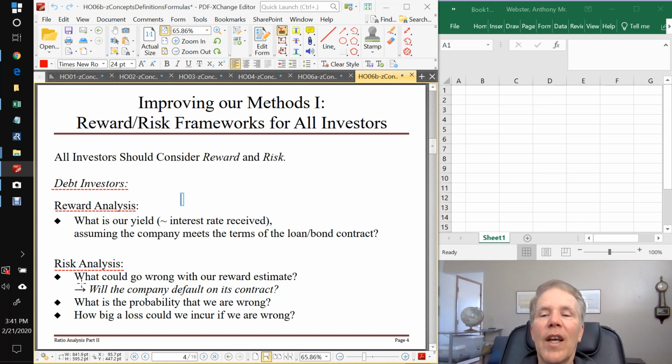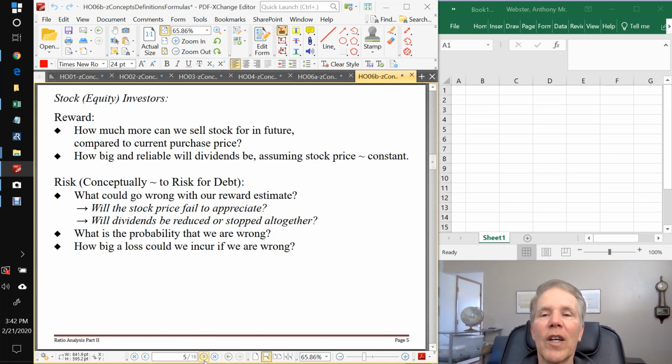And for risk, and this is going to be true for any financial analysis conceptually, what could go wrong? What's the probability that something goes wrong? And how big a loss do we incur if something goes wrong? In debt in particular, what could go wrong is also pretty simple. Could the company default on the loan or bond contract? That's about all that can go wrong. But these three questions are going to be for any type of financial project.